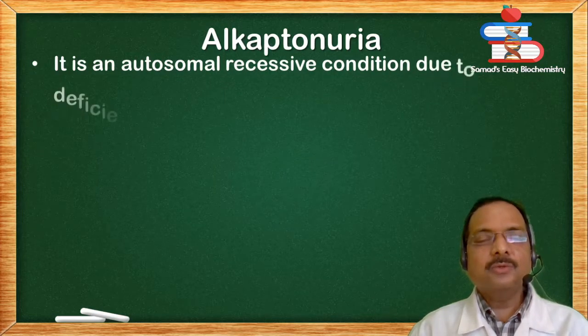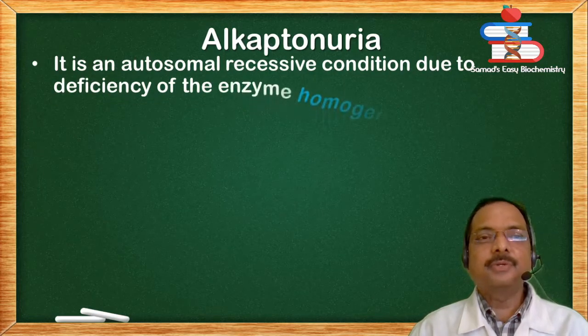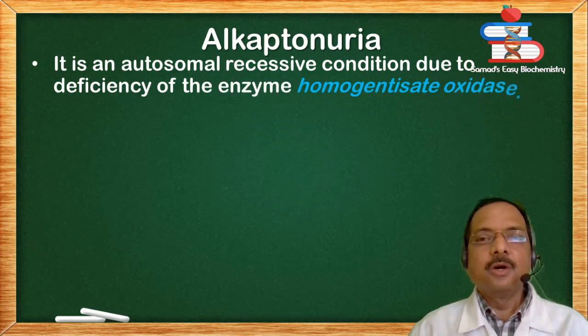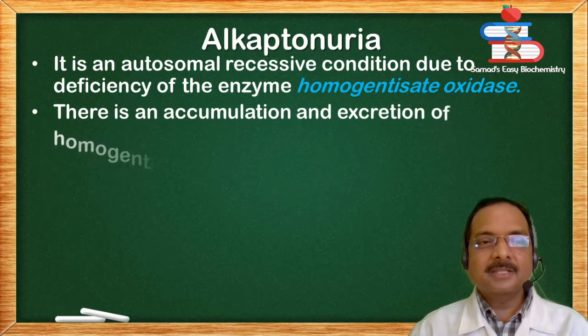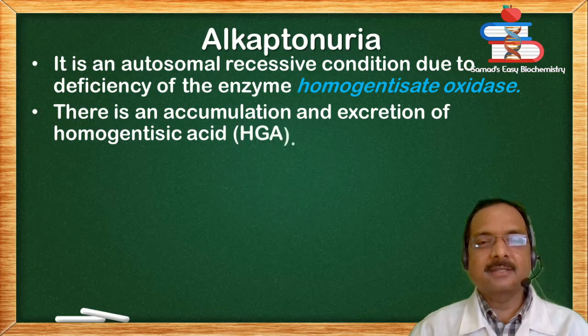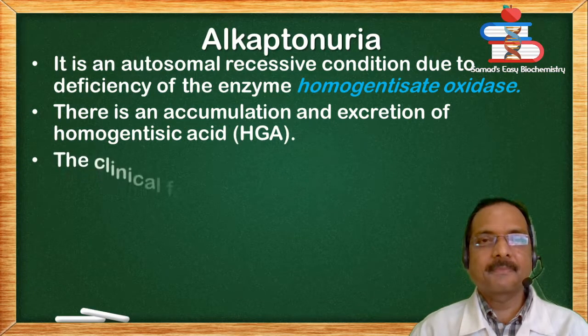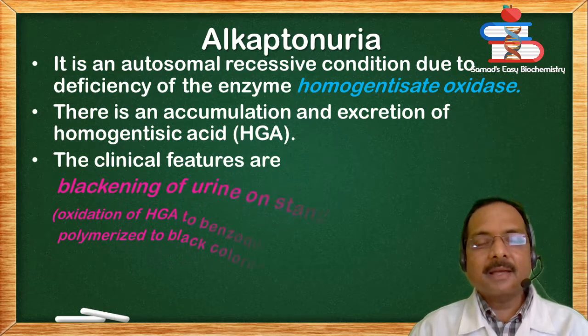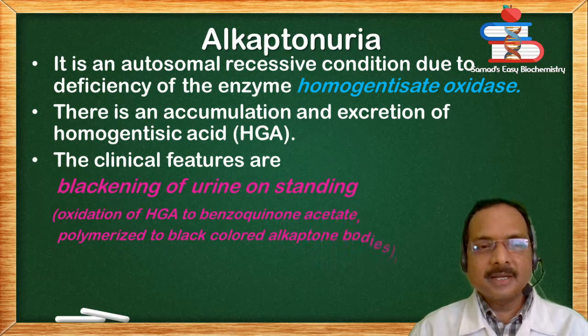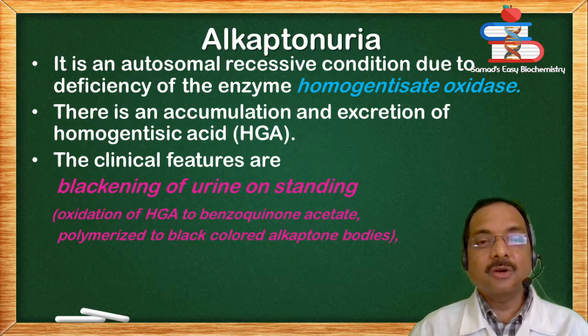It is an autosomal recessive condition due to deficiency of the enzyme homogentisate oxidase. There is an accumulation and excretion of homogentisic acid or HGA. The clinical features are blackening of urine on standing because oxidation of homogentisic acid to benzoquinone acetate occurs. It's polymerized to black colored alkaptone bodies.